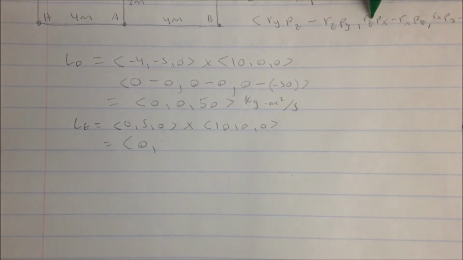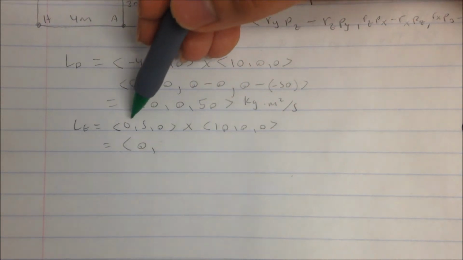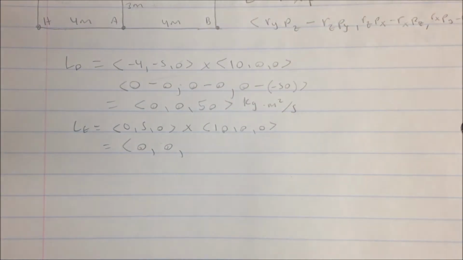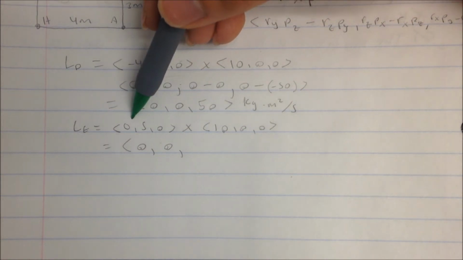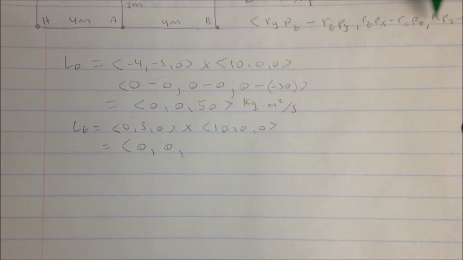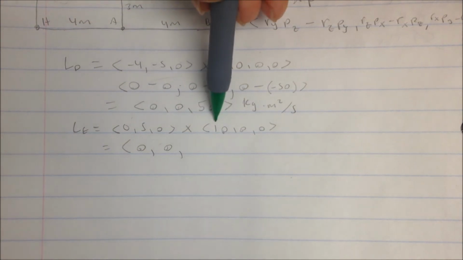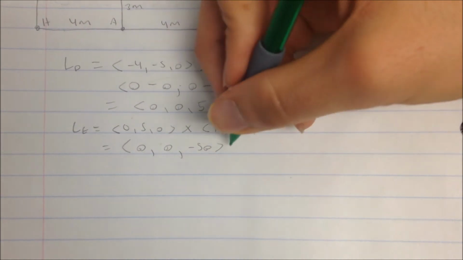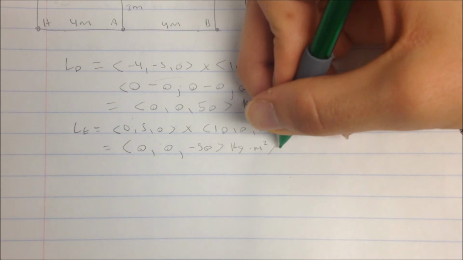And then for the y component it is Rz, which is 0, minus Rx, which is 0, so another 0 for the y component. And then for the z component, we get Rx, which is 0, minus Ry, 5, times Px, so we get -50 kilograms times meters squared per second.